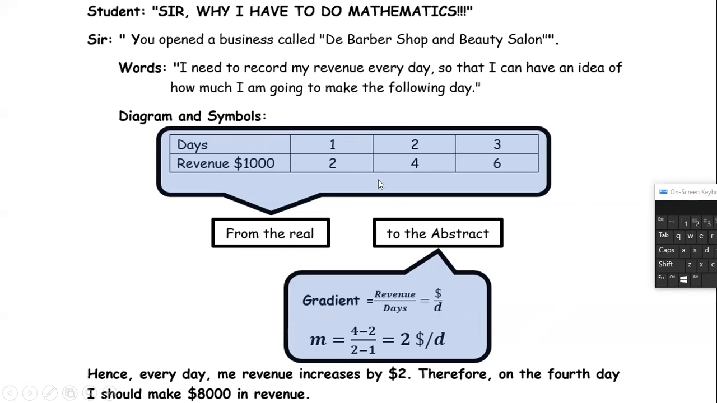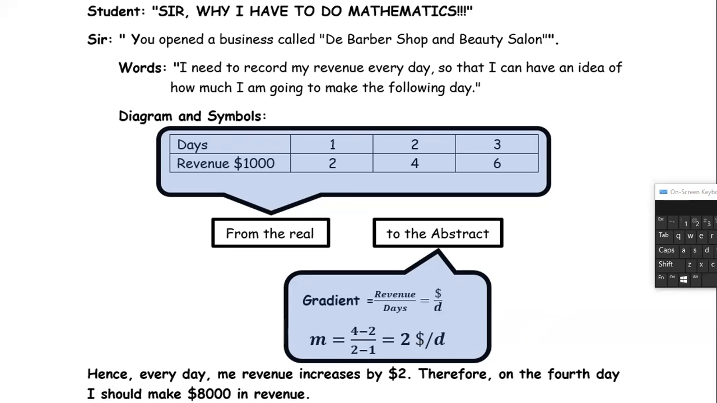Day 1, you make $2,000. Day 2, you make $4,000. Day 3, you make $6,000. That's just an example, and that's what is happening in the real. Then from that information, you can abstract this calculation, revenue divided by day: 4 minus 2 over 2 minus 1, you get 2. So you realize your revenue is increasing by 2 every day. So you can predict that on day 4, you may make $8,000, so then you can plan.